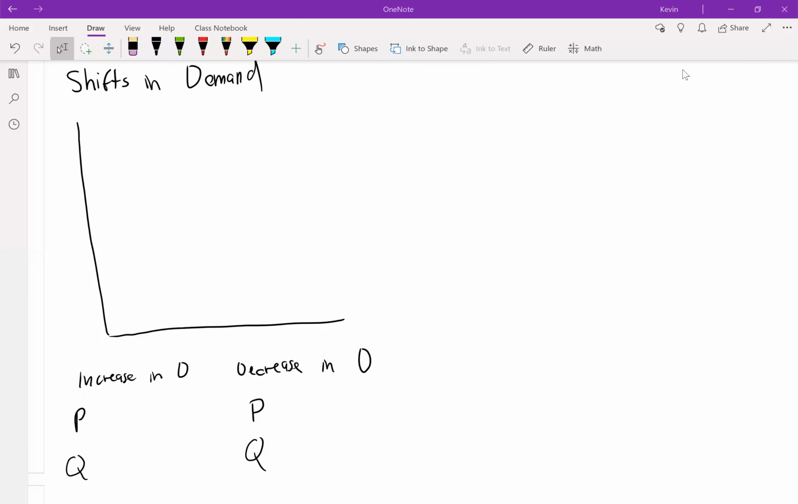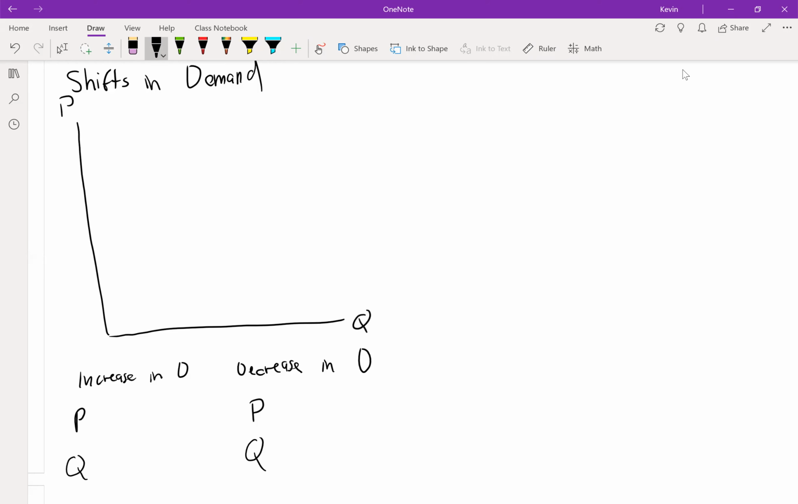Hello everyone. In this video, we're going to look at how shifts in demand and supply affect our equilibrium price and equilibrium quantity. So to jump right in, we'll start with the shifts in demand. We'll see what happens if we increase demand, if we decrease demand, and how those will affect price and quantity for each case.